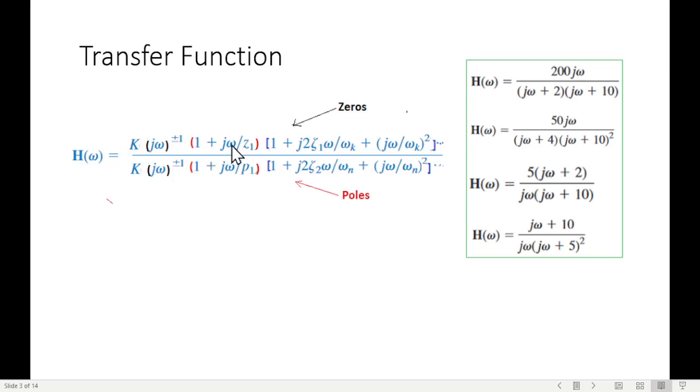Then the next term will be 1 plus something. This we will convert as 1 plus something, as we had shown in the previous slides, by dividing. So this will be a function like this. It will be in the numerator as well as it may be in the denominator as well. And then we might have a quadratic function or square function, power 2. Now the numerator is called zeros, and everything in the denominator are called poles.